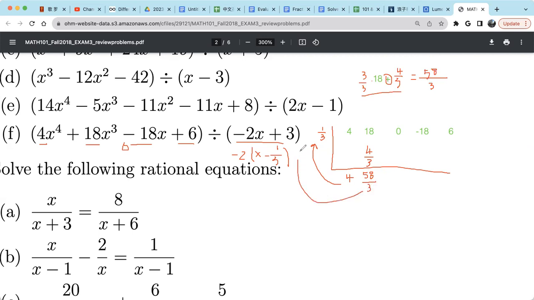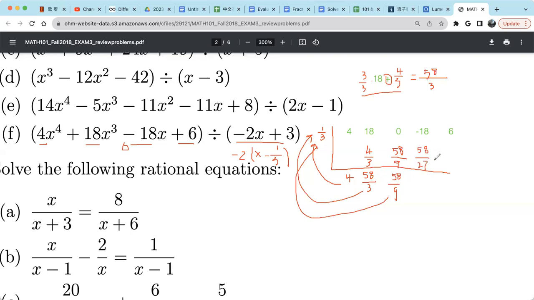Now multiply this number with this. Multiply numerator with numerator, 58 times 1 is 58. Denominator, we have 3 times 3, that's 9. So we have 58 divided by 9. Then we add 0, we still get 58 divided by 9. Then we multiply this one with 1 over 3. Right, that's 58, because 1 times 58 is 58. 3 times 9, that's 27.